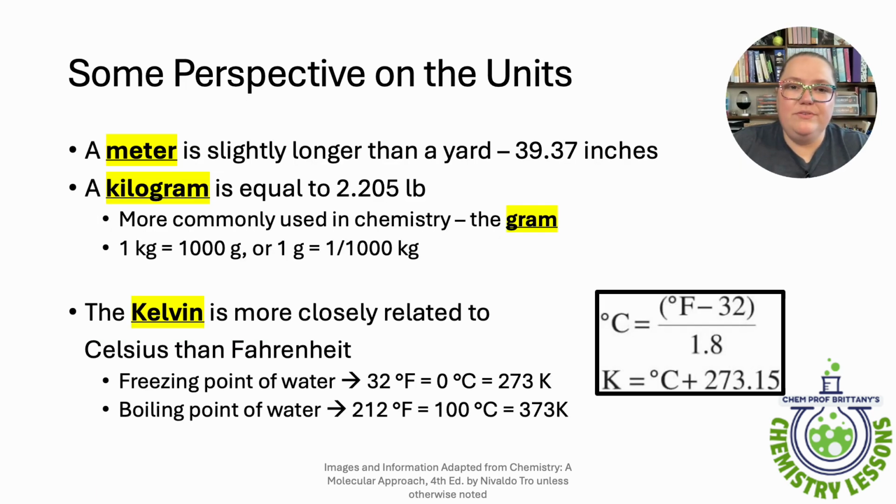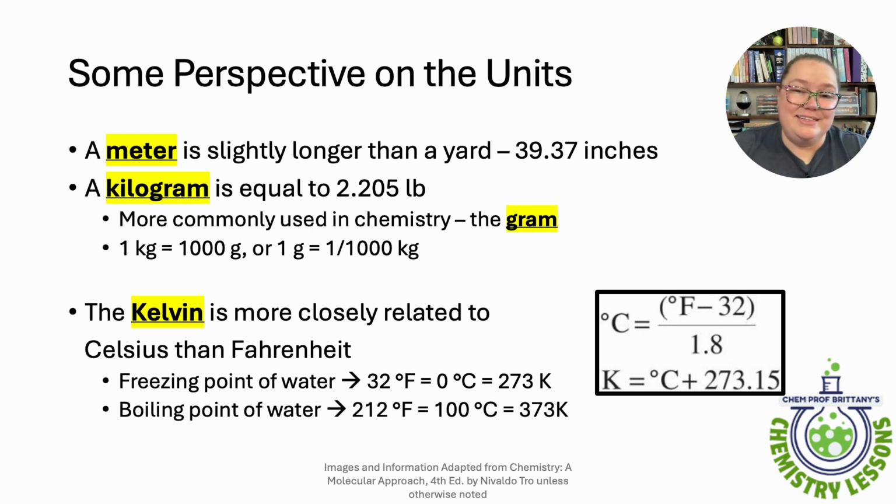All right, so just to give you some perspective on units, because I know that many of my students are from America, the United States, and so we are more familiar with the imperial system. So just to give you a little bit of perspective, a meter is slightly longer than a yard, a little bit longer than 3 feet. It's about 3 feet, 3 inches. A kilogram is equal to 2.205 pounds.